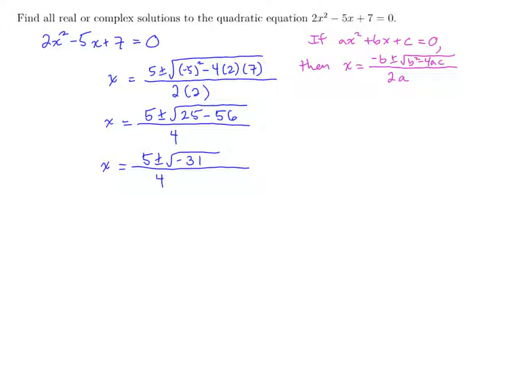That's all over 4. At this point, we can see that this solution is going to be complex. So the square root of negative 31, we'll bring out that i to see that complex part. So this numerator will now be 5 plus or minus, and we'll write this as the square root of negative 1 times the square root of 31, all over 4. So from there, the numerator will be 5 plus or minus i times the square root of 31, and that's all over 4.